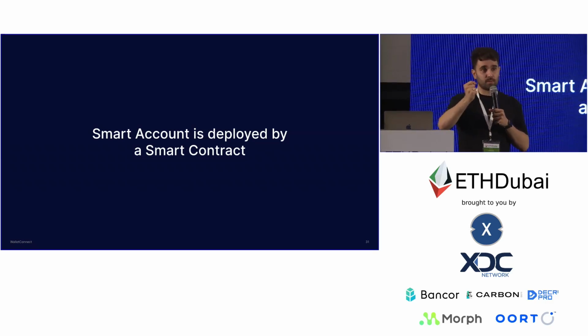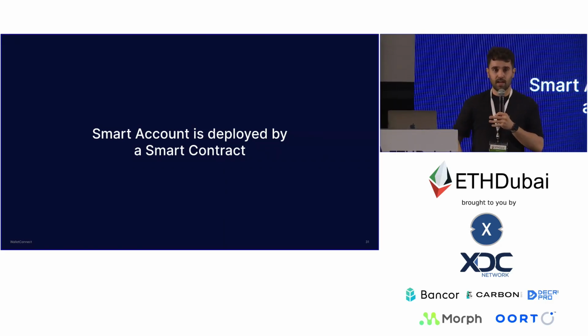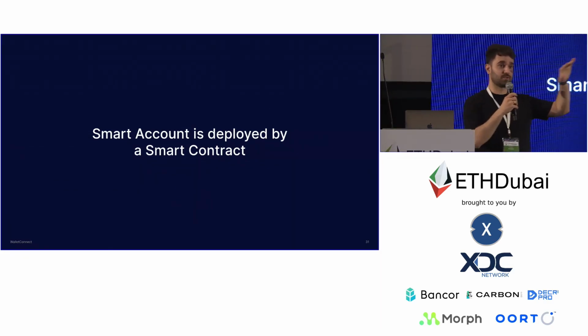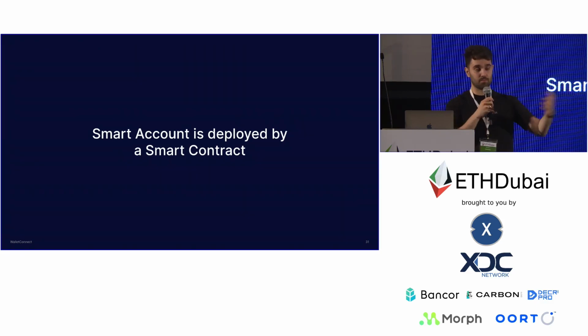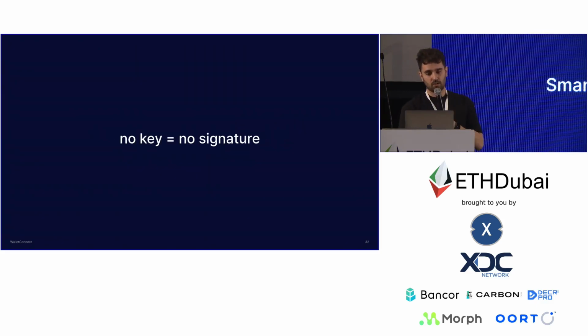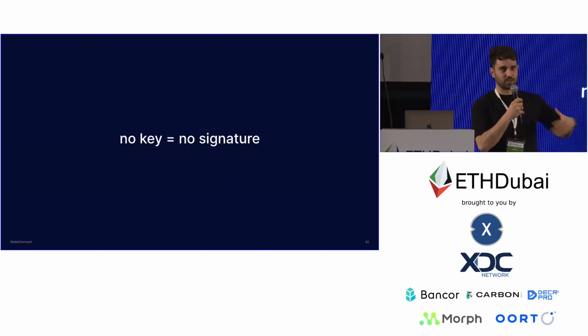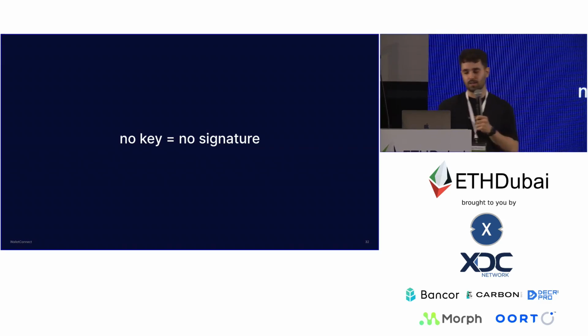Instead of you having this public key that owns some assets, you deploy a smart contract and that becomes your account. But then you now have a problem because we just went into this idea that we're going to sign with Ethereum to authenticate yourself. So how can you actually validate if you don't have a key? No key, no signature. It's that simple. So if you have a smart contract as your account, how can you actually sign in?